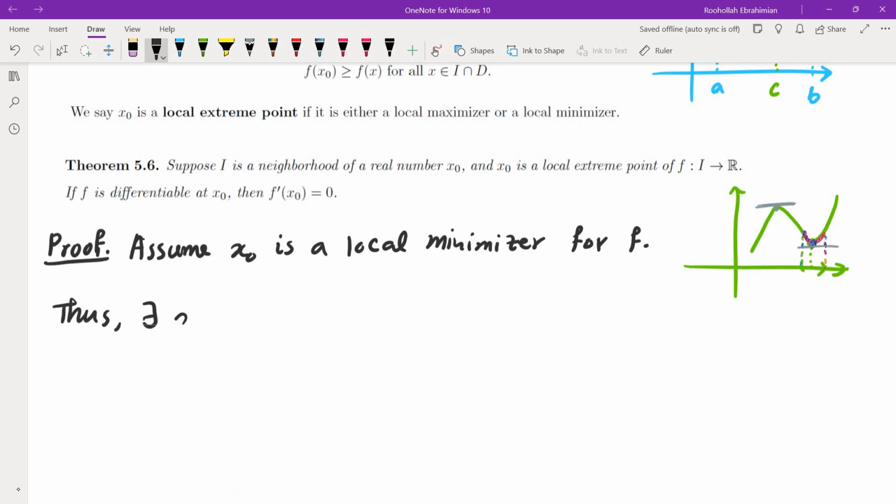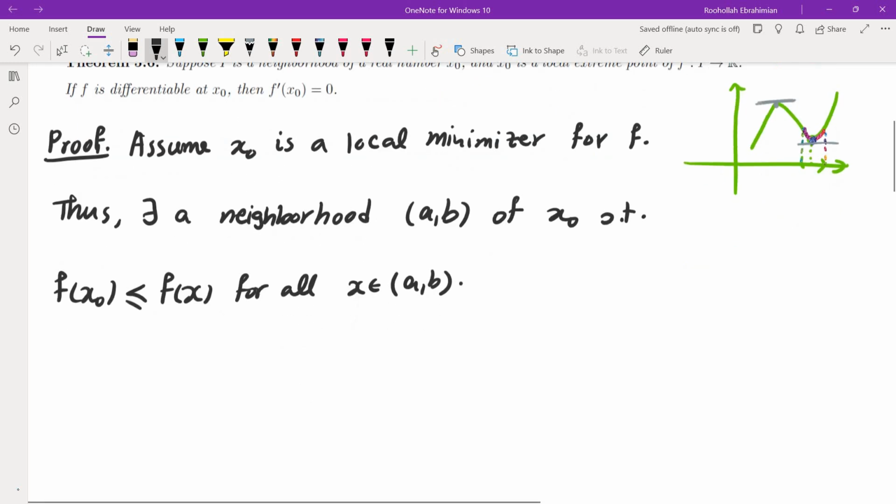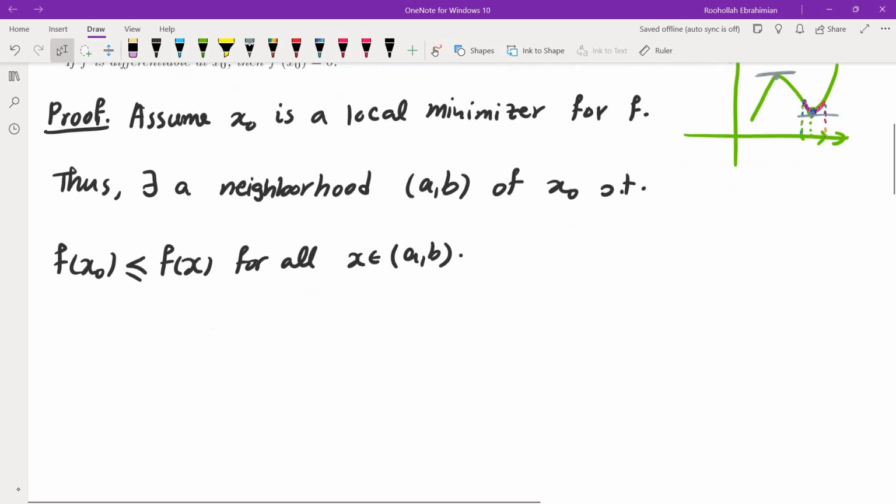Thus, there is some neighborhood of x naught, let's say (a, b), or you can even make it symmetric. Yeah, let's just say (a, b) of x naught such that f of x naught is less than or equal to f of x for all x inside that neighborhood. Okay, we will go ahead and prove that f prime of x naught is in fact 0.